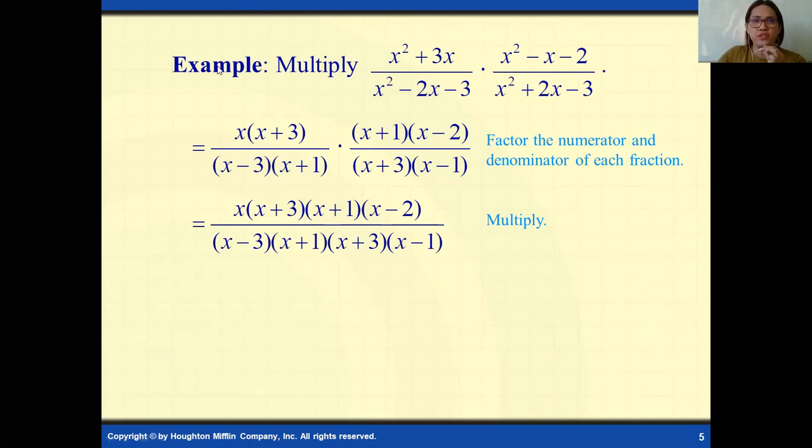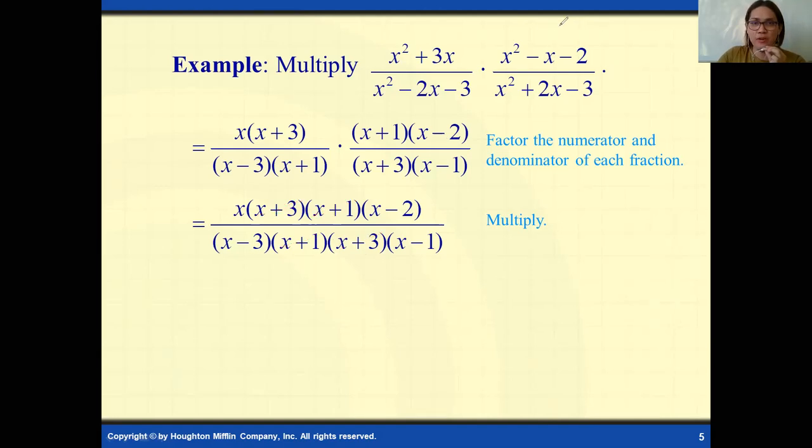So next step that we're going to do, look for common factors. What are the common factors? Can you see it? I know you can see it. Yes, you're correct. x plus 3. Then we can cancel out x plus 3. What else? x plus 1. Yes, very good. x plus 1. So what will be left now are x and x minus 2 for your numerator, and for your denominator, what is left are x minus 3 and x minus 1.